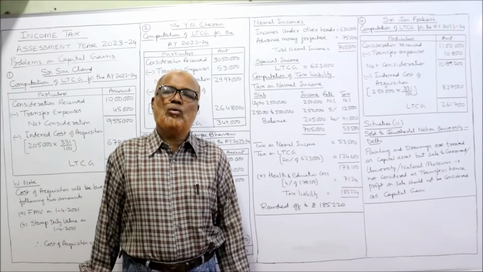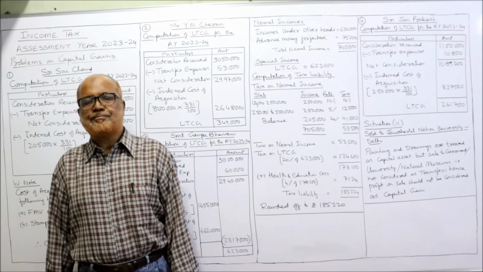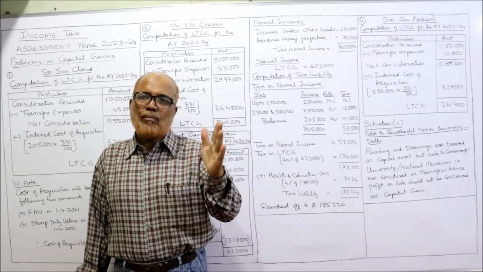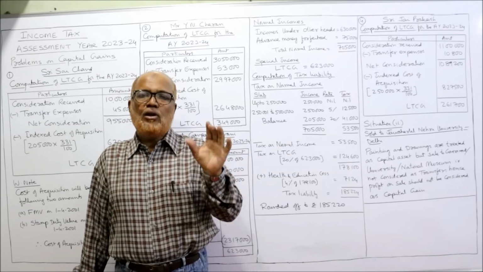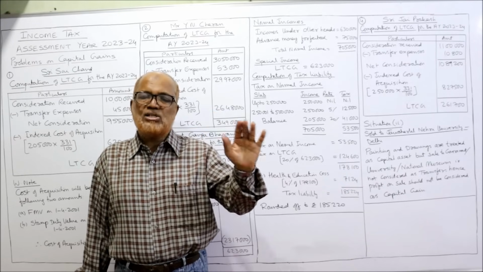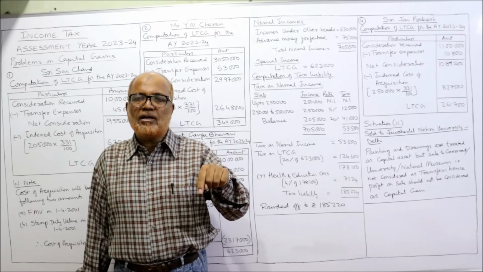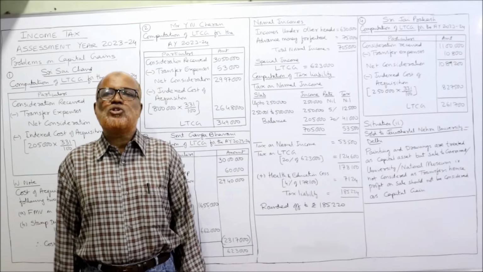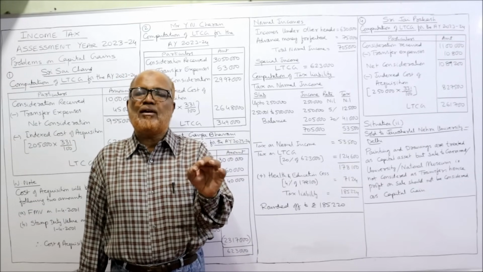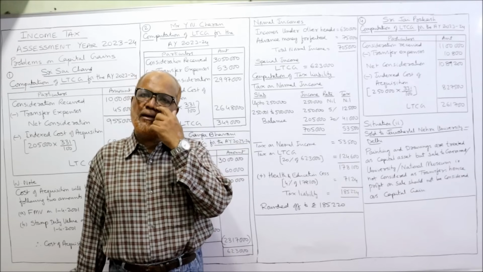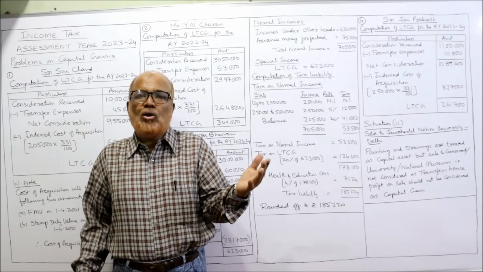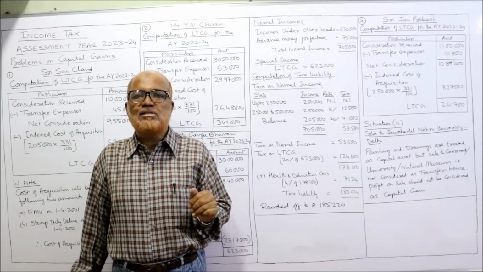Now it is asking you to calculate tax liability. See here, this assessee has two incomes, normal income and special income. On normal income, slab rates will apply. On special income, a flat rate will apply. This LTCG is a special income on which there is a flat rate of tax of 20% separately, whereas income from other sources is a normal income on which the slab system will apply.